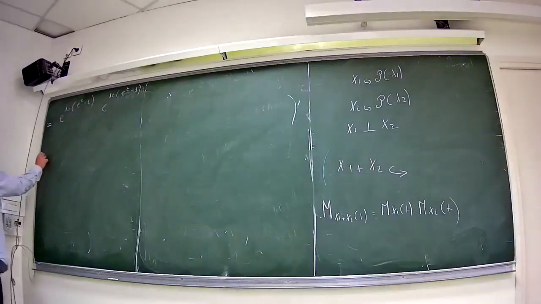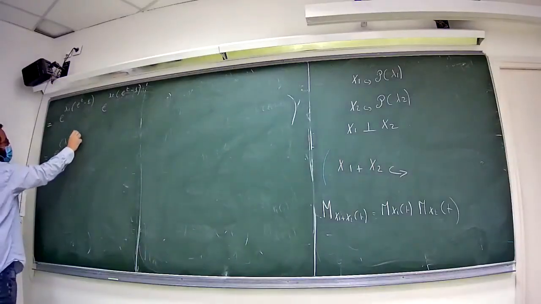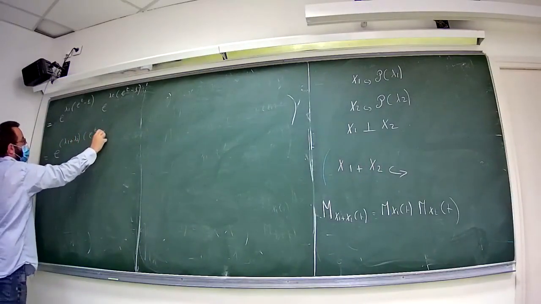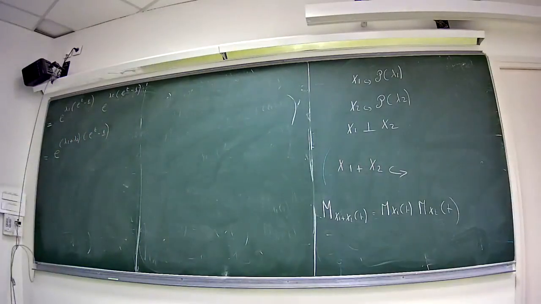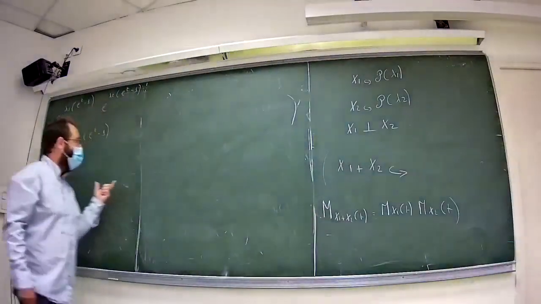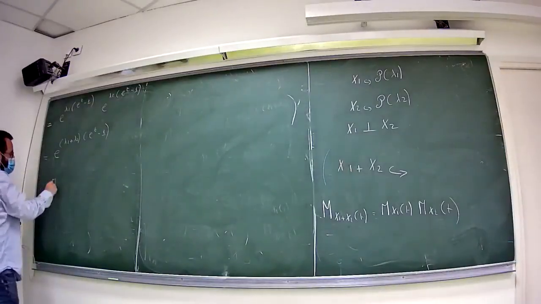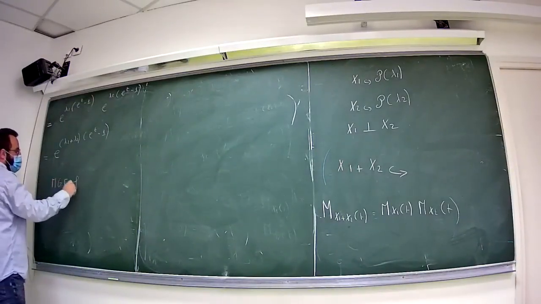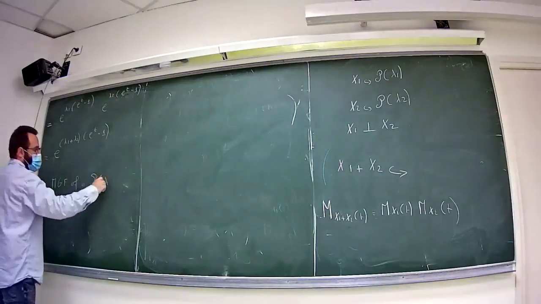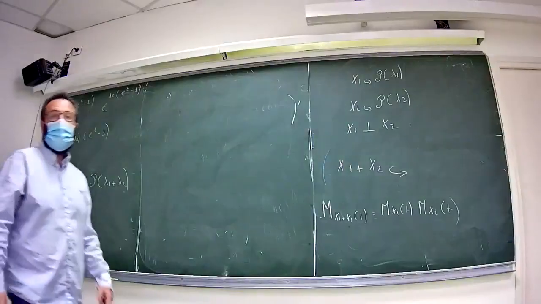Now what can I do? I can regroup the terms in order to obtain this one, and I finish. Because I see that the moment generating function of the sum is this one. And what is this one? It's the moment generating function of a Poisson of parameter lambda 1 plus lambda 2. So in one line, I have done the job.